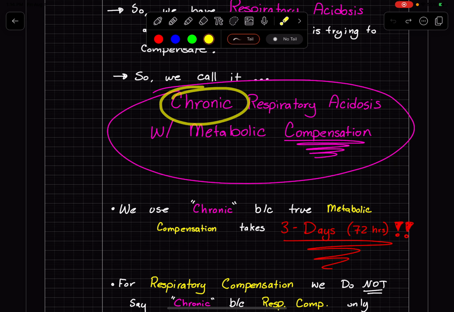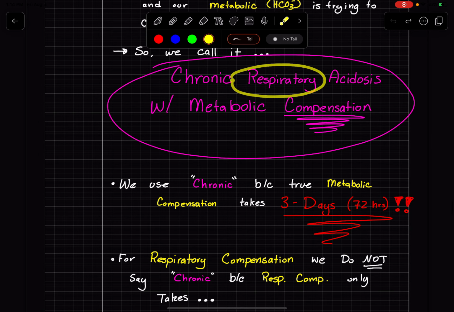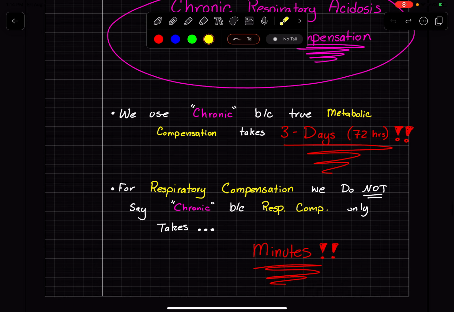And the reason why it's chronic is because we initially had a respiratory issue, and then we had a compensating metabolic issue. And in the notes, he said that it takes 3 days to 72 hours for the metabolic compensation to take place. That's not a short amount of time. That's not an acute process. That is a chronic process. So that's why we put chronic there.